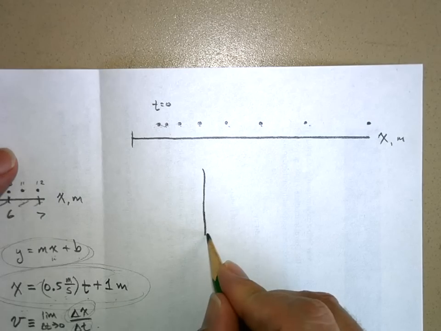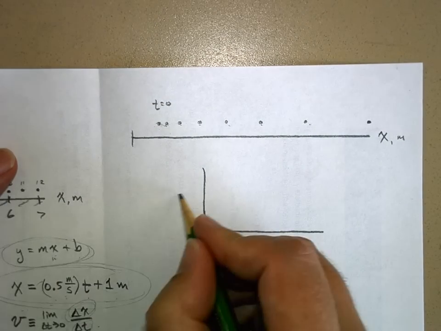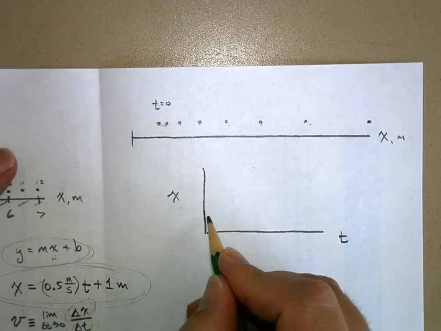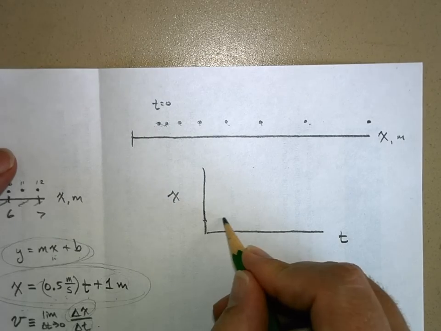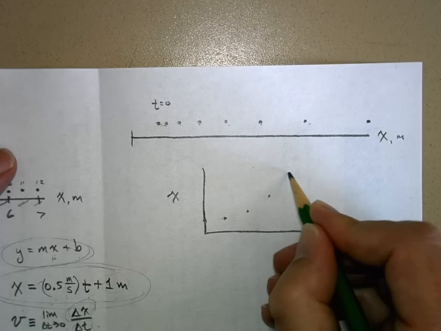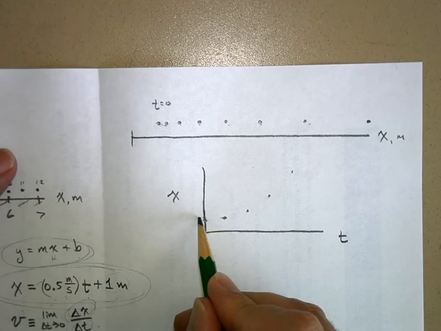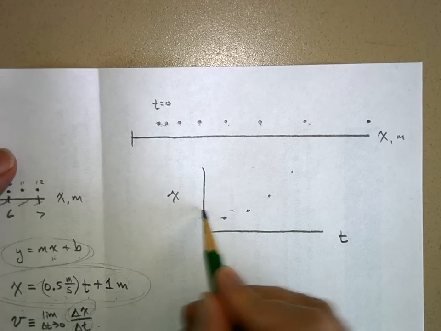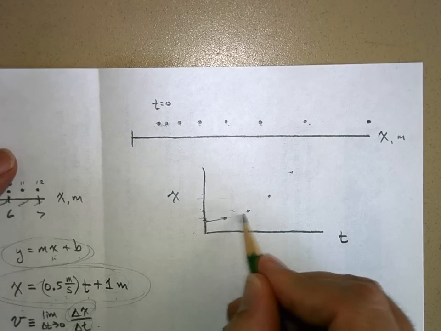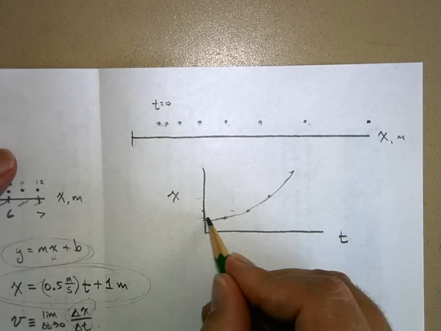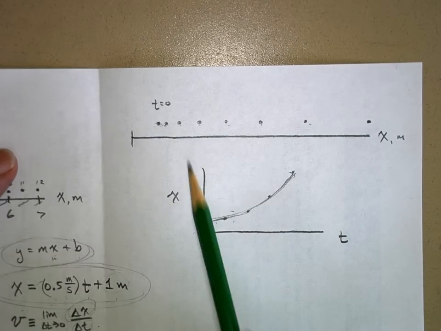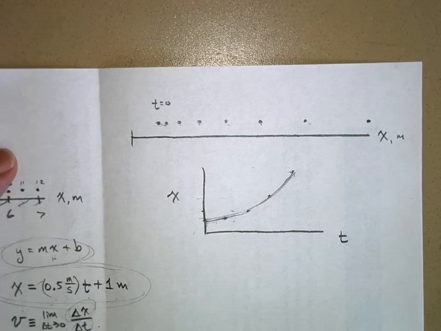If I were to draw a position versus time graph, I might get something like this. There's a dot, dot, dot, dot, dot. See, the position here is very much the same, a little farther, a lot farther, okay? And we'll get a curve like this. If you graph the position as a function of time, you'll get a curve that looks like that.